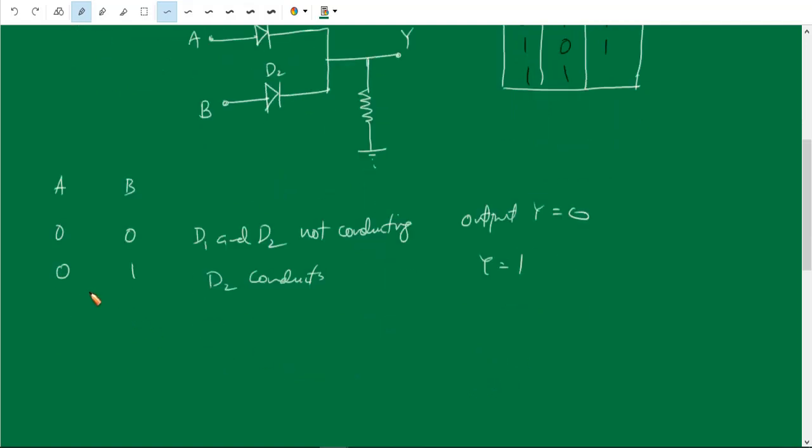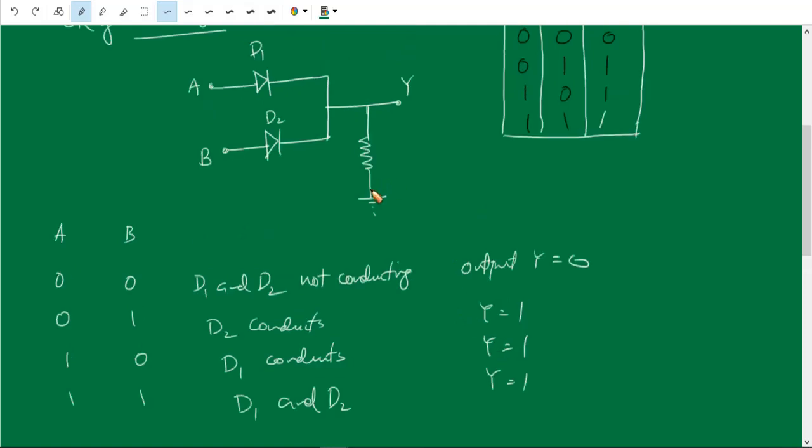Now the next case is A is 5, that means A is 1 and B is 0. Therefore, diode D1 conducts. Therefore, that 5 voltage reaches the output. So Y is equal to 1. If both A and B are 1, then both D1 and D2 conduct. Since these are in parallel, we get 5 voltage in the output. So Y is equal to 1. So this is the working of the OR gate.